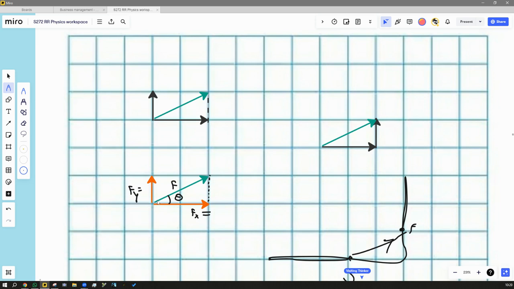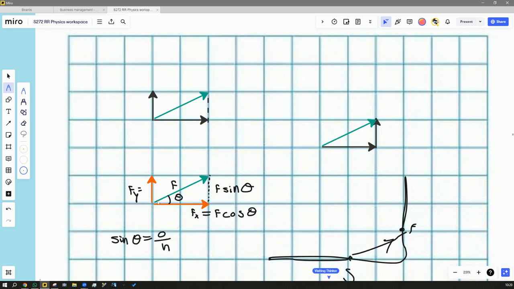So in terms of trigonometry, this would be F cos theta, and this would be F sine theta. Let's just explain how they get that. Well, that would be the opposite. We know that sine theta is equal to opposite over hypotenuse.